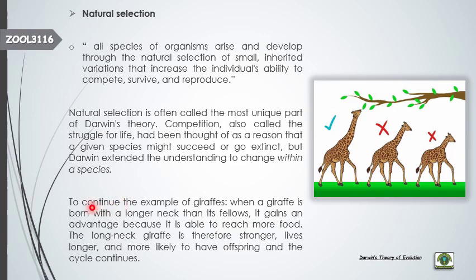If you can read here, to continue the example of giraffes, when a giraffe is born with a longer neck than its fellows, it gains an advantage because it is able to reach more food. The long-necked giraffe is therefore stronger, lives longer, and is more likely to have offspring, and the cycle continues.